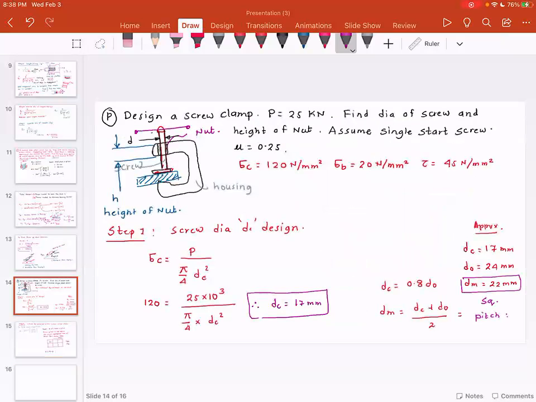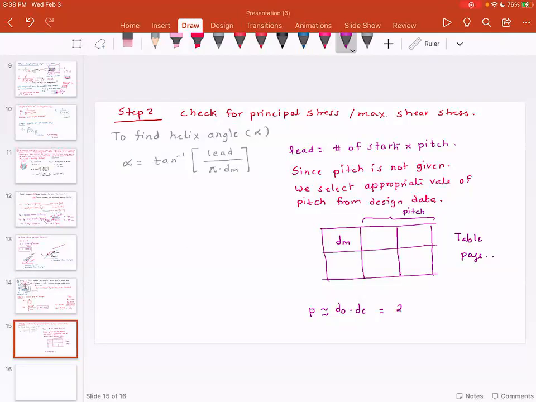D inside. So D outside is 24 and core diameter is 17. So my pitch is 7 millimeter. And with this, I should be able to find out the value of lead, which is nothing but, again, a single start multiplied by 7 divided by pi multiplied by the mean diameter that we already got, which is 22. And that will give me the value of alpha.